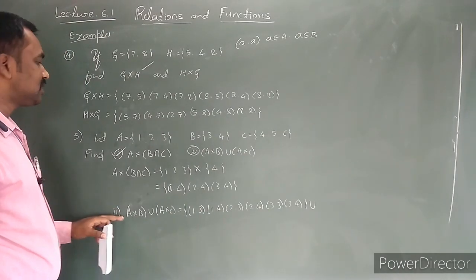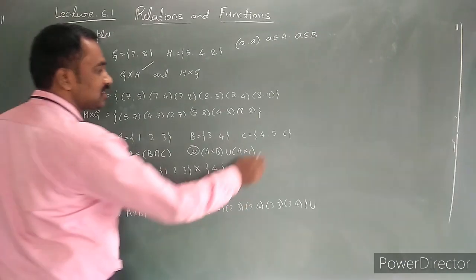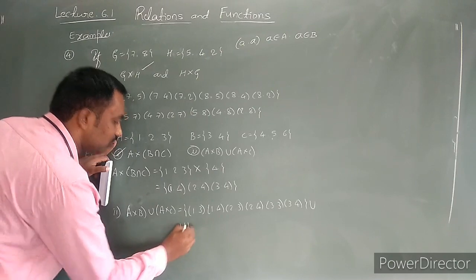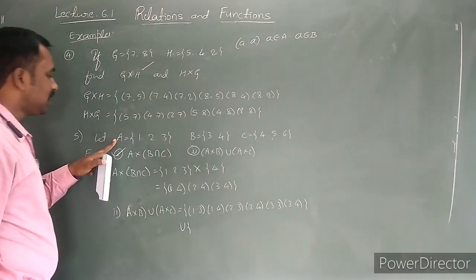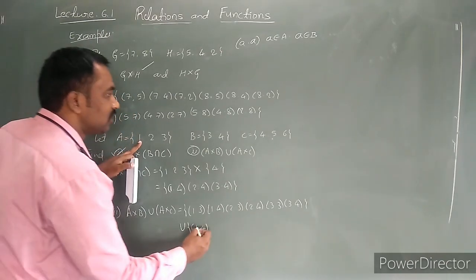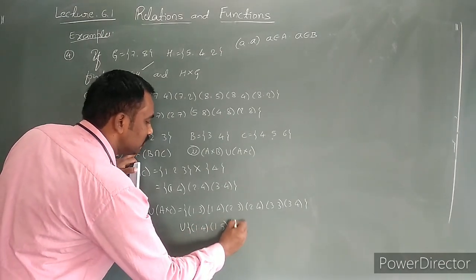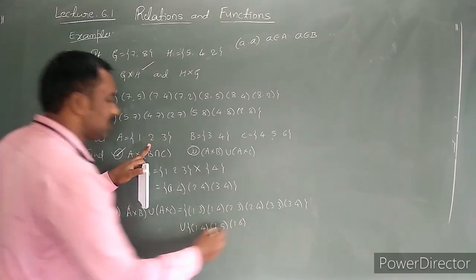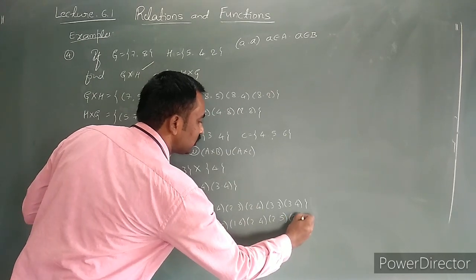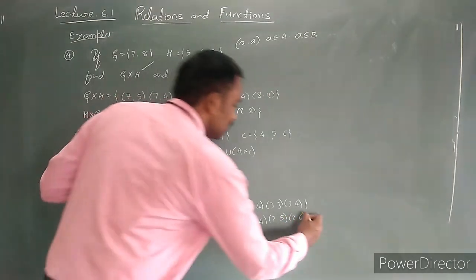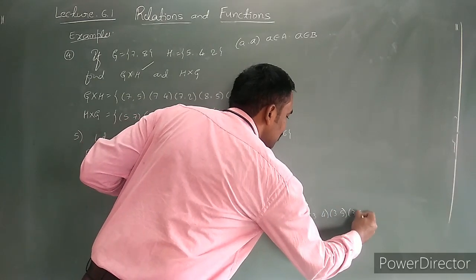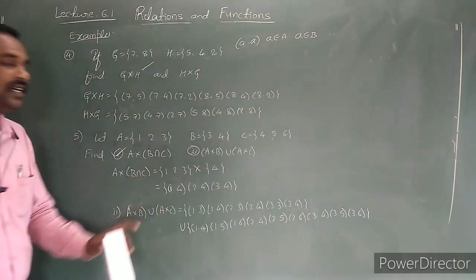Next, A cross C is required. What is the set A? What is the set C? Here, A cross C. So here I am just writing A cross C union A cross C. A set, C set. What are the elements? (1,4), (1,5), (1,6). Similarly, (2,4), (2,5), and (2,6). Similarly, (3,4), (3,5), (3,6). I have just written the A cross C.